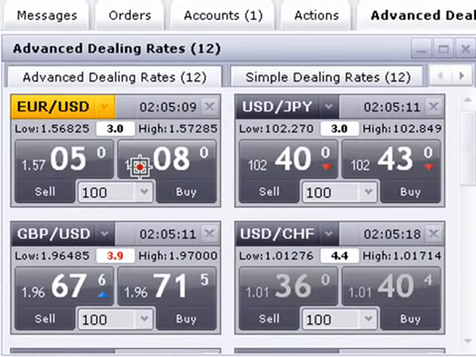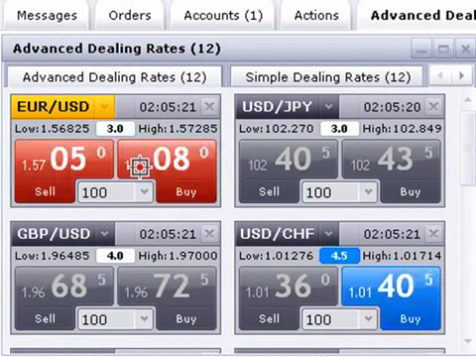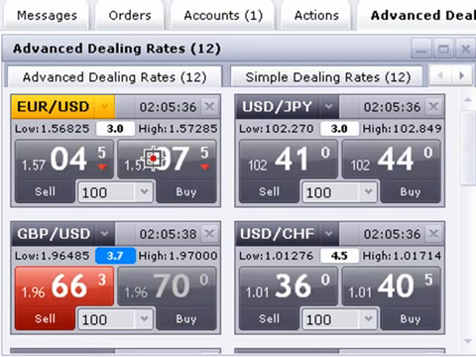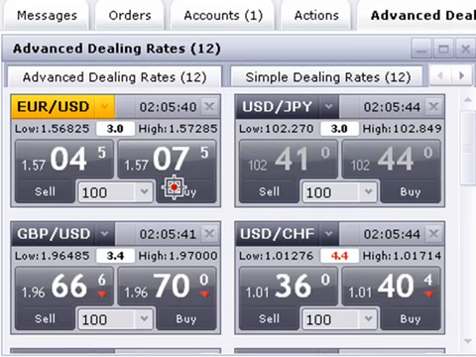The first thing that's important to understand about trading the foreign exchange market is that currencies are quoted in pairs. Another way of looking at this is that the value of a currency is always determined by comparing that currency with another currency. For example, the first currency that you see here in the dealing rates window is the Euro US dollar currency pair. And as of this lesson, the Euro dollar is trading at 157.07. In the foreign exchange market, the first currency in the pair is referred to as the base currency, and the second currency in the pair is referred to as the counter currency.